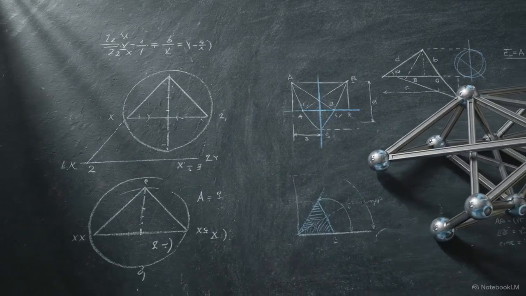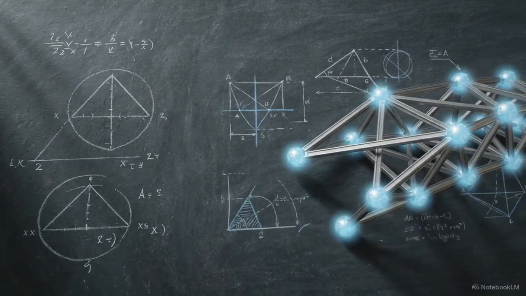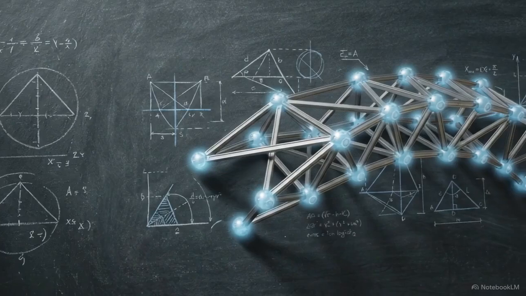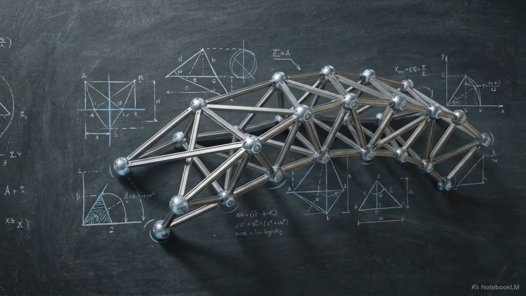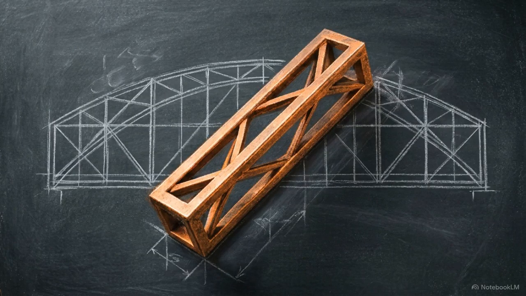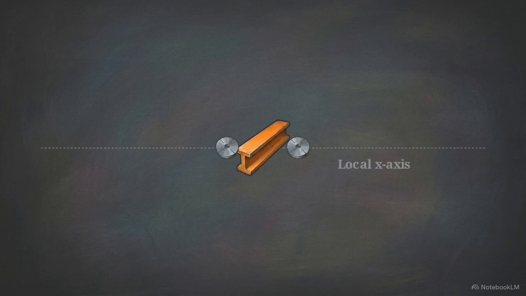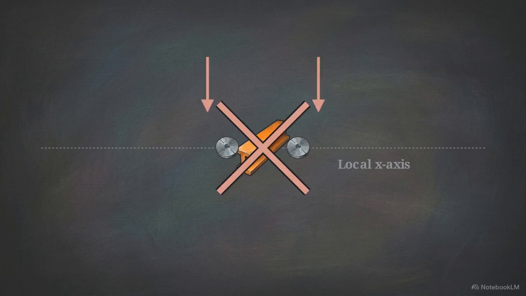A two-dimensional truss structure is an assembly of nodes and bars, designed so that loads are only applied at the junction points. To understand how the physics of the entire system are calculated, we must first isolate a single bar from the framework. Physically, an individual bar only possesses stiffness along its own longitudinal axis. It cannot resist lateral or vertical forces on its own.